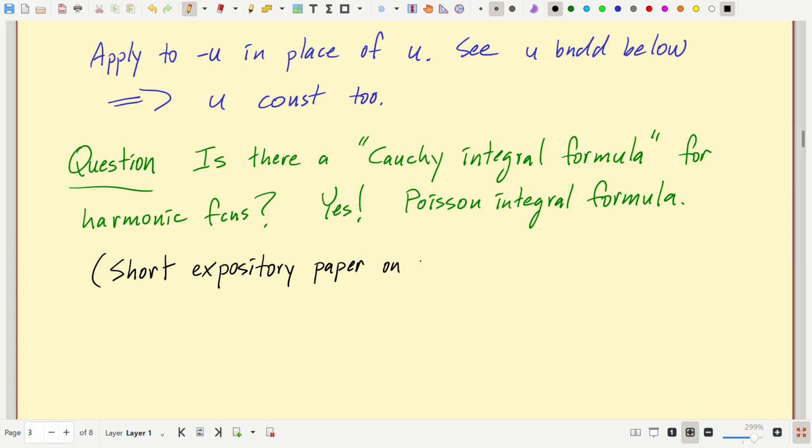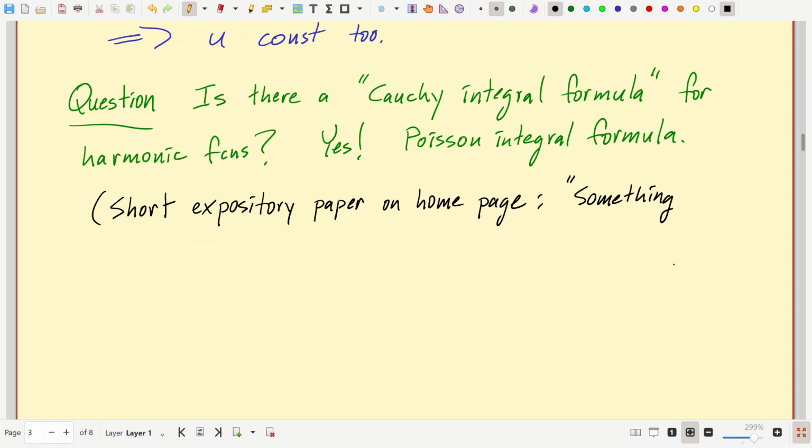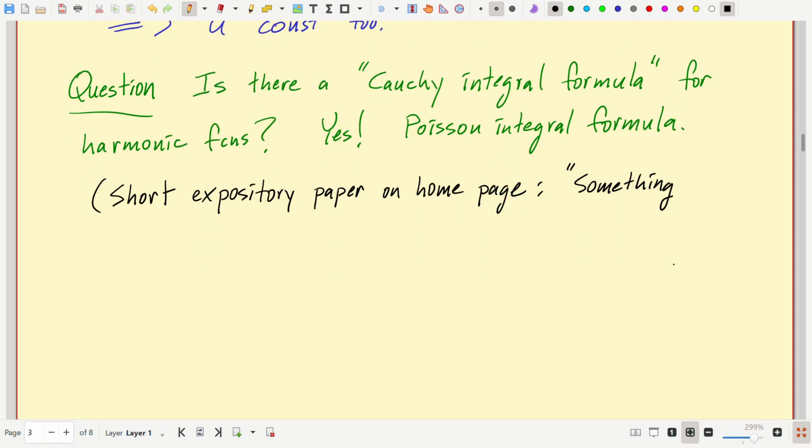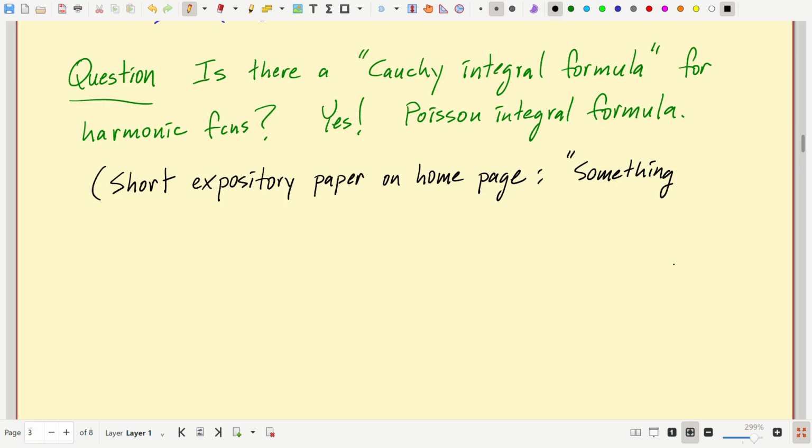On the home page, called Something About Poisson and Dirichlet. Anyway, I deduced the Poisson formula from scratch there in sort of the shortest way possible. Maybe there is a shorter way, but it's the shortest way I've ever found. So, something about Poisson and Dirichlet. The Poisson integral formula solves the Dirichlet problem. And they were sort of contemporaneous students of Fourier.